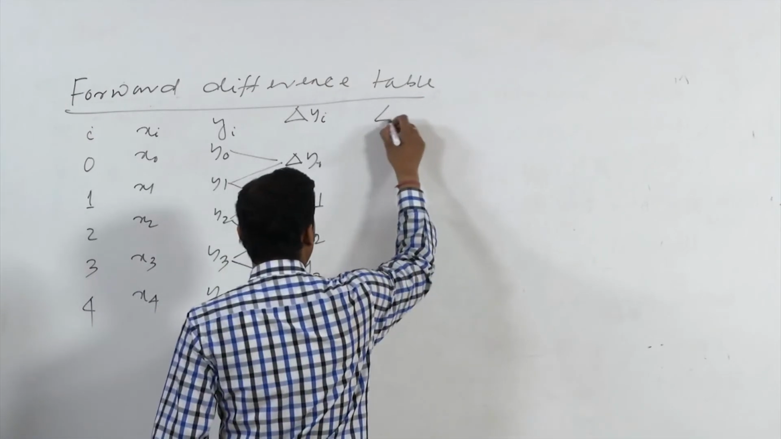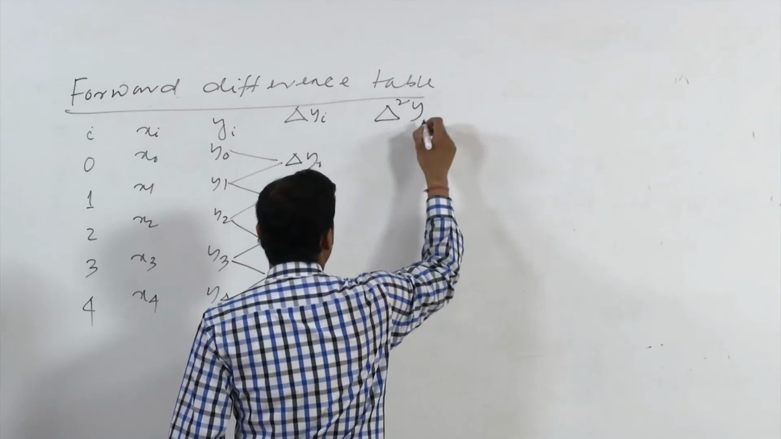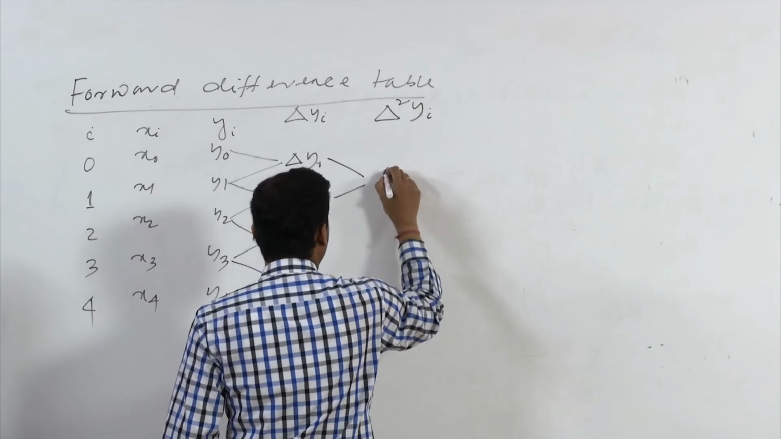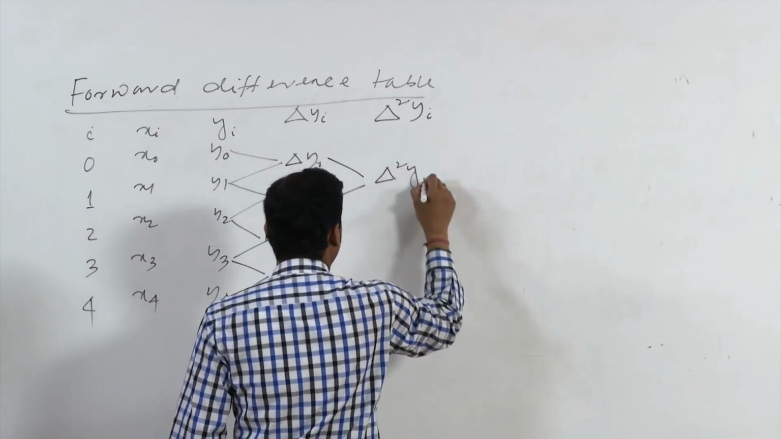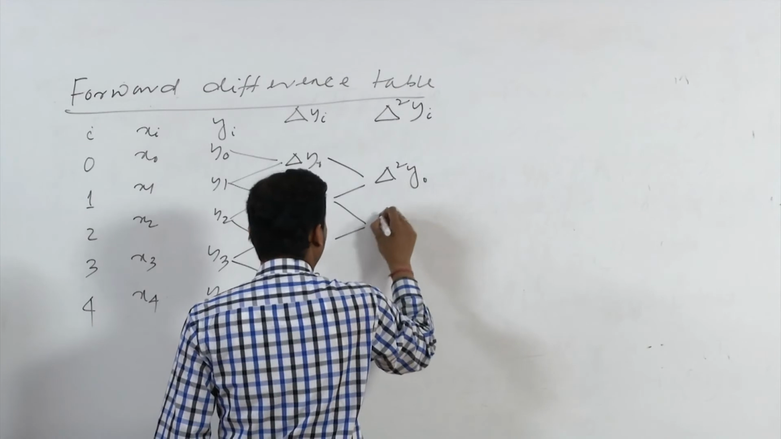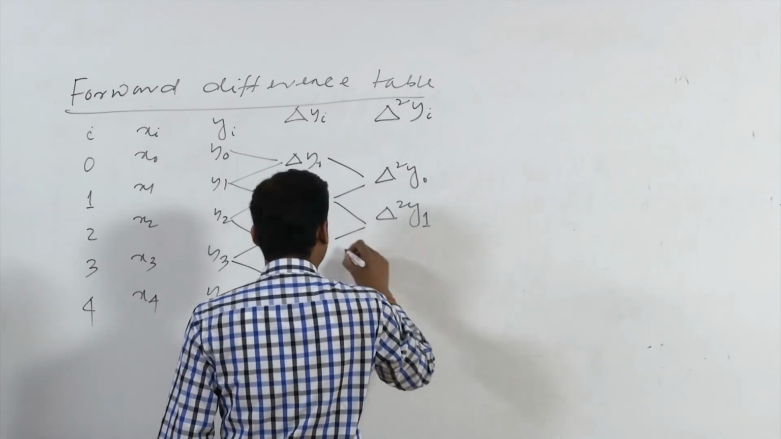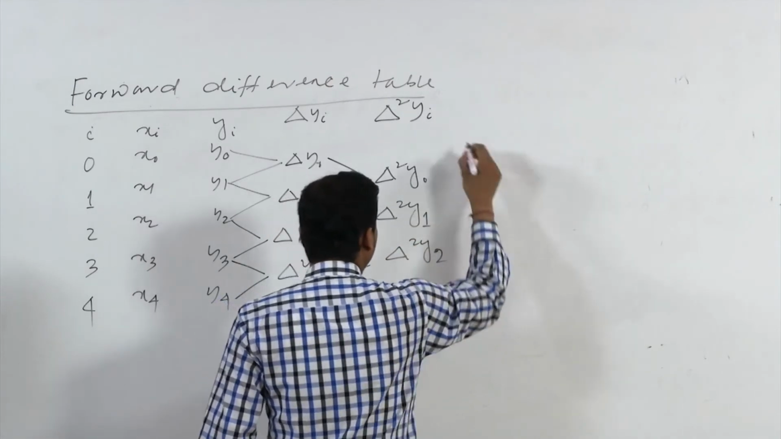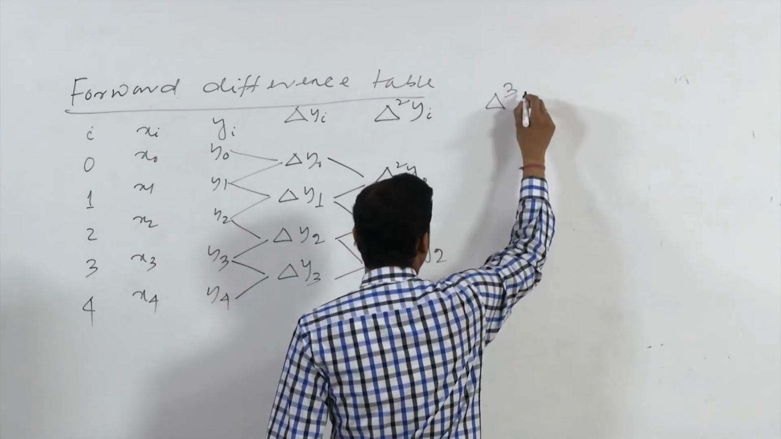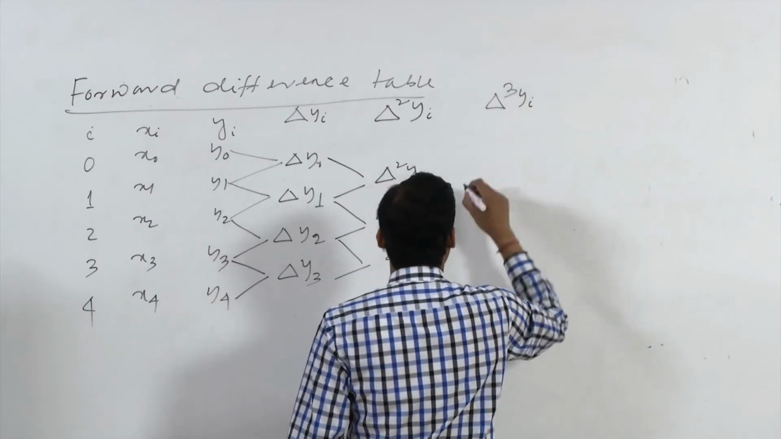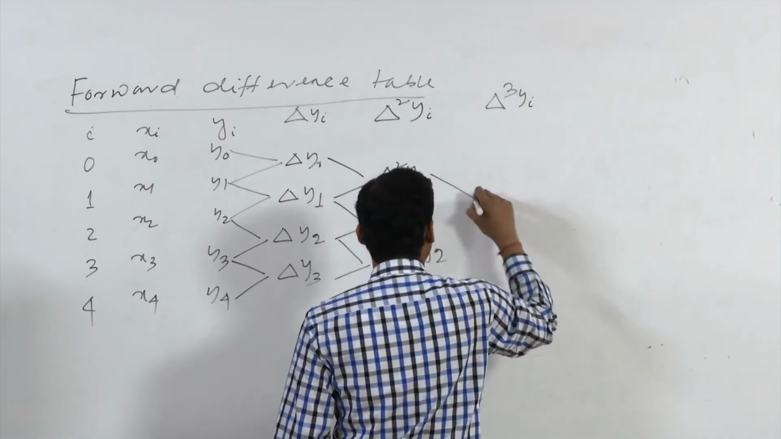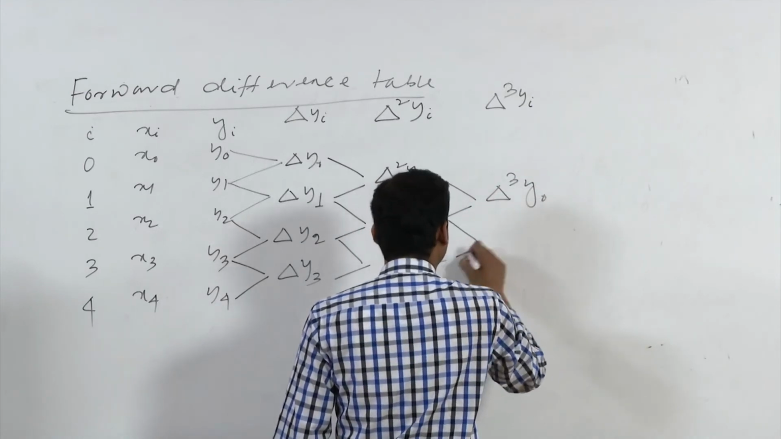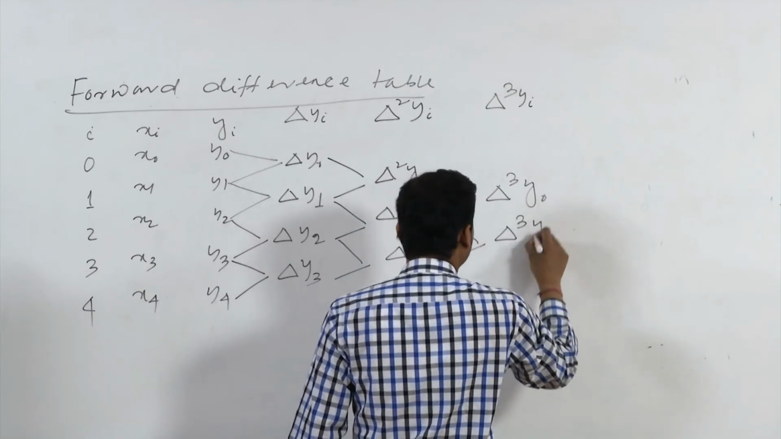Similarly, if you go for the second operator in forward difference form, the difference of these two can be written as delta square of y0 here. The difference of these two can be written as delta square of y1 here. The difference of these two, we can write delta square of y2 here. Similarly, we go to delta cube of yi here, where the difference of these two gives you delta cube of y0 here. The difference of these two gives you delta cube of y1 here.